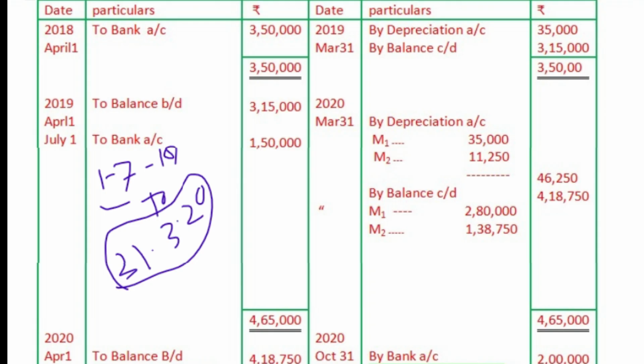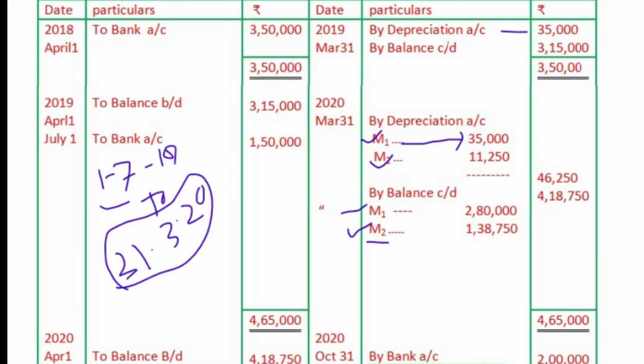Okay, and now the business has two machines, machine 1 and machine 2. The amount of depreciation is to be recorded correctly. For machine 1, the amount of depreciation is fixed: in the first year 35,000, second year 35,000, because of using the straight line method. Under the straight line method, the amount of depreciation is fixed each year, for the whole year. If it is less than 1 year, then the depreciation will be charged proportionately, as it is shown here.